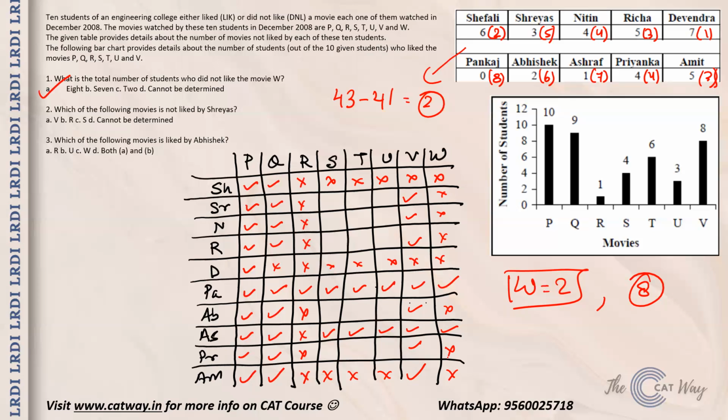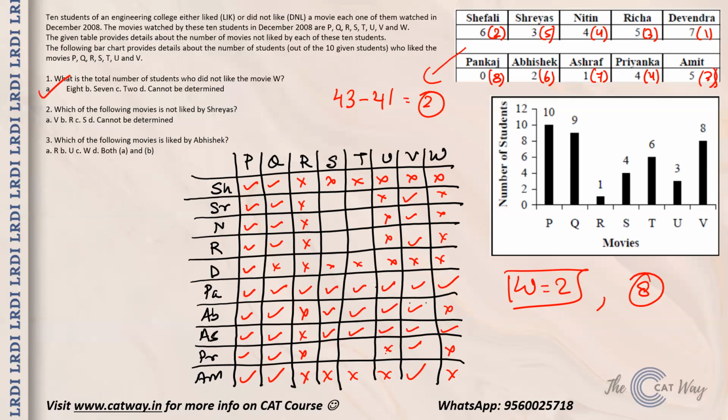Have we filled for Abhishek? Abhishek did not like two movies, that means he liked all the remaining six movies. So this data is also filled, guys. Now U was liked by three people, and we have the data for all the three people who liked U. That means no other person is going to like the movie U.